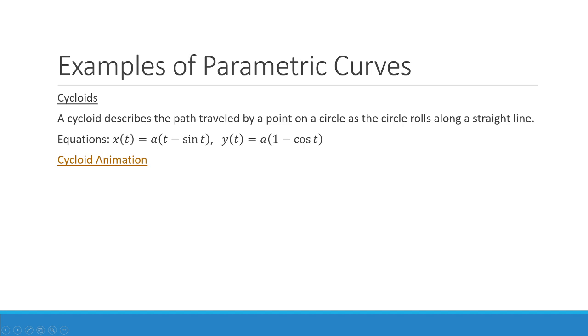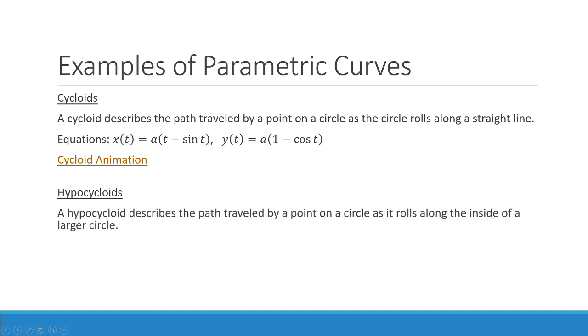Another example that would be even more difficult to represent rectangularly is a hypocycloid. And this is similar to the cycloid in the sense that we're following the path traveled by a point on a circle. But now, rather than traveling along a straight line, that circle is rolling along the inside of some larger circle. And this can result in a wide variety of different looking curves, depending on the ratio of the larger circle's radius to the smaller circle's radius. And that's reflected in these equations as well.